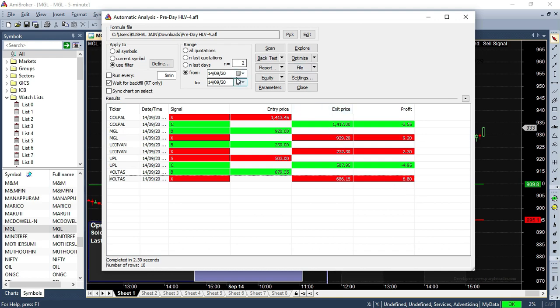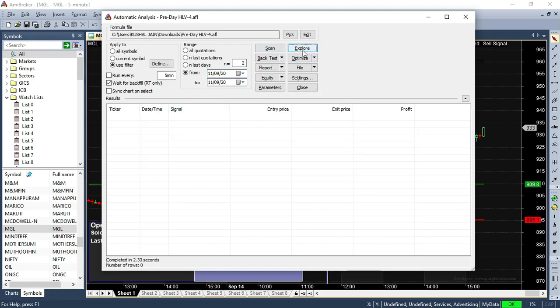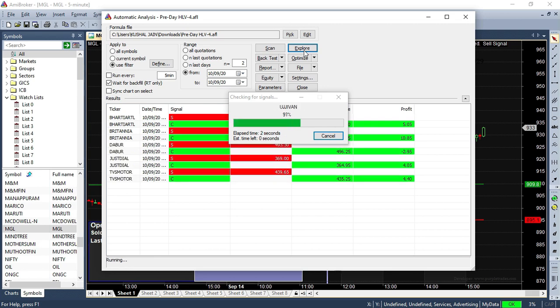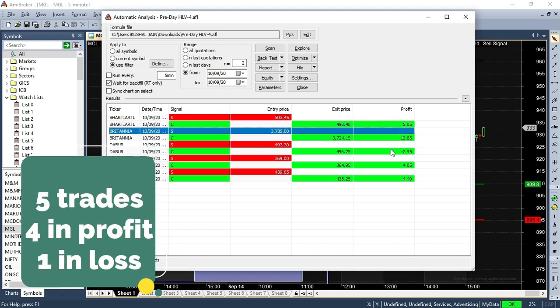Similarly, if I check on any other day, say last Friday the 11th, and explore, on the 11th there was no trade. As I said, there are some days when there are no trades also. On the 10th, let me just check. Yeah, so on the 10th we had a few trades. You'll see there were 5 trades again. 4 were in profit, 1 2 3 4, and only 1 you can see in the minus.